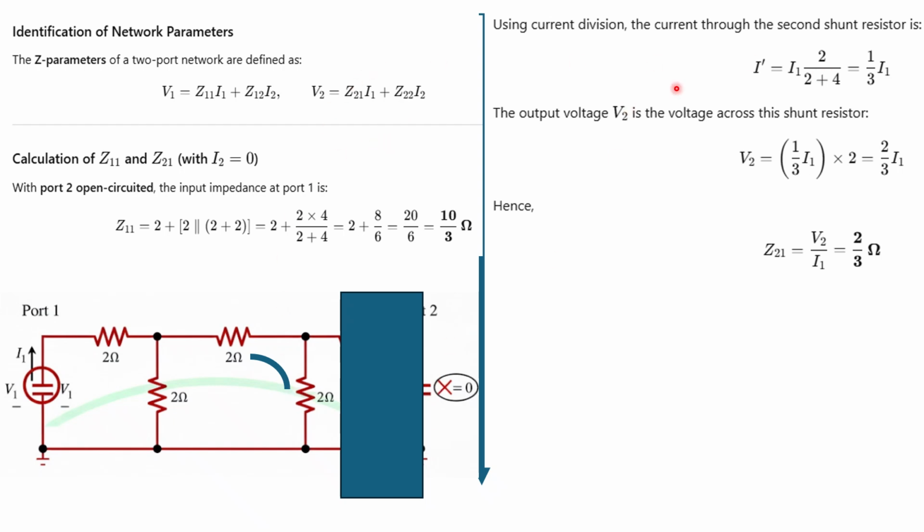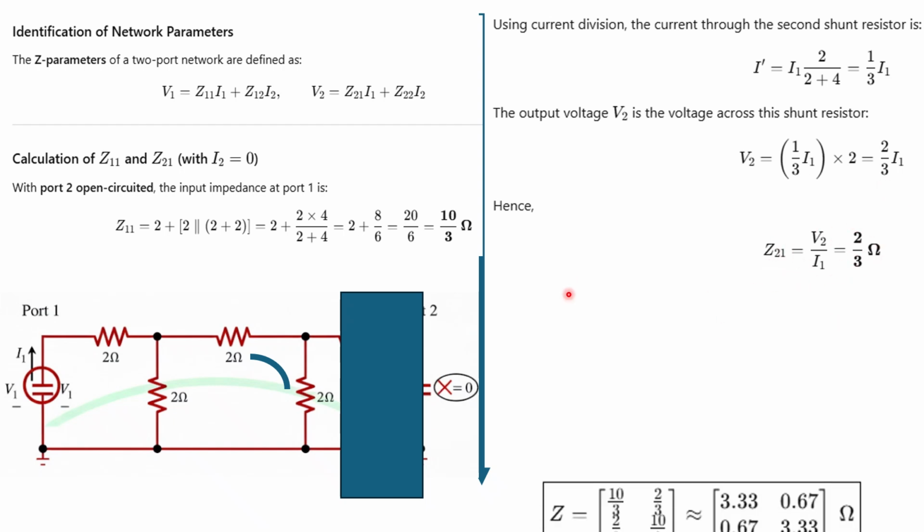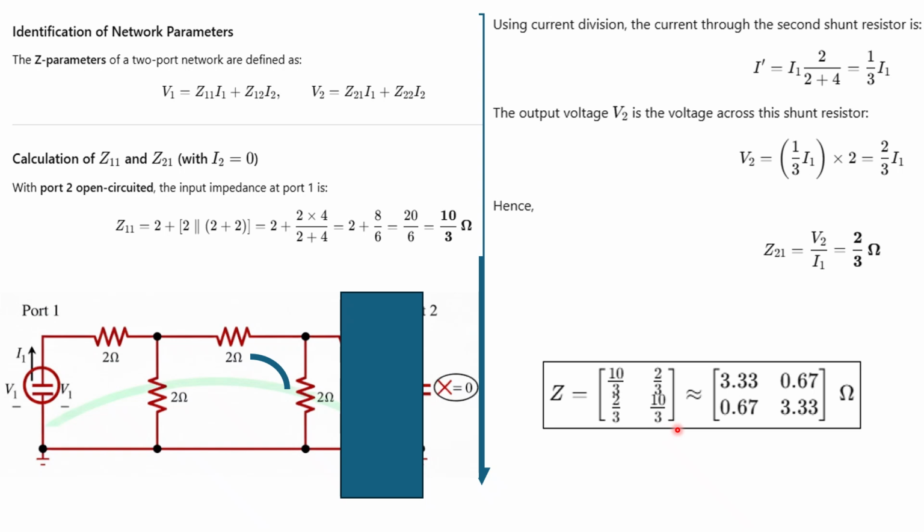To do so, first find the current in this branch. Suppose I dash will be I1 into 2 divided by 2 plus 2, which is 4. So I dash will be I1 by 3, and the voltage across this 2 ohm resistor is this current times 2, so it is 2 by 3. So Z21 equals 2 by 3. Since Z11 and Z22 are both the same, 10 by 3, and Z12 and Z21 are the same, 2 by 3, this is the final answer.